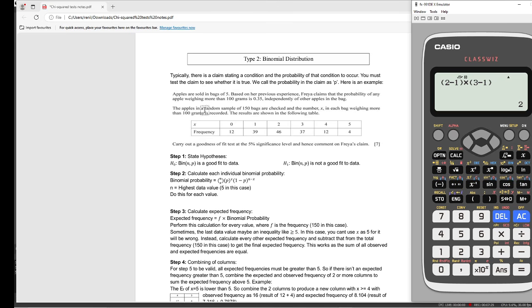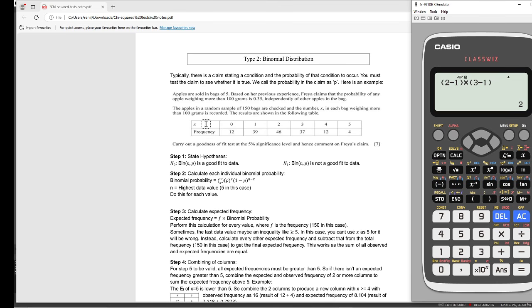So here's an example that I've put in from a paper. Apples are sold in bags of 5. Based on previous experience, she claims that the probability of an apple weighing more than 100 grams is 0.35. Remember, 100 grams is not going to be used as a particular data value because it's just a condition. So the probability of success, as we call it in binomial distribution, which is p, is 0.35. They're saying it's independent of other apples in the bag.